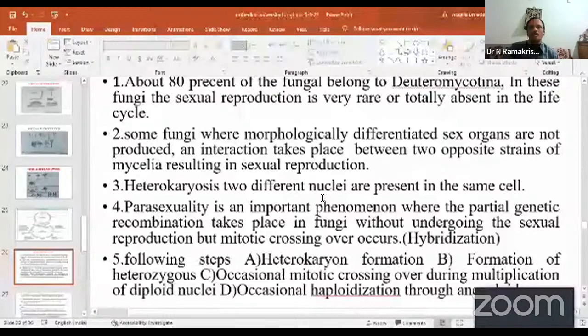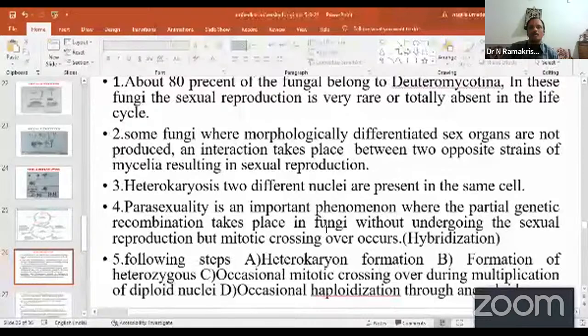That is heterokaryon formation. This is achieved most commonly by anastomosis between hyphae of different strains and rarely by mutations. The formation of heterozygous and nuclear fusion between dissimilar nuclei in the heterokaryotic somatic cell result in the formation of a heterozygous diploid nucleus. Occasionally, mitotic crossing over occurs during the multiplication of the diploid nucleus.